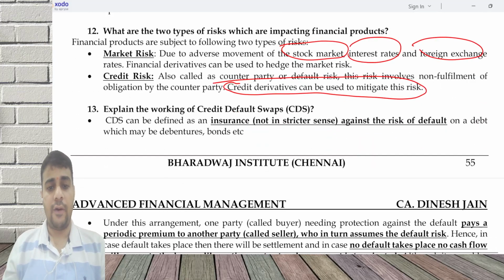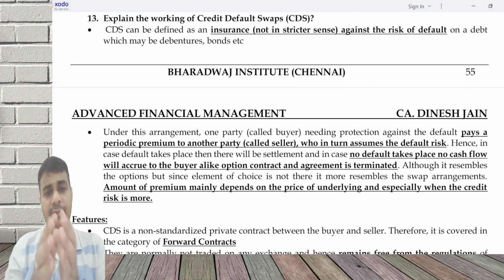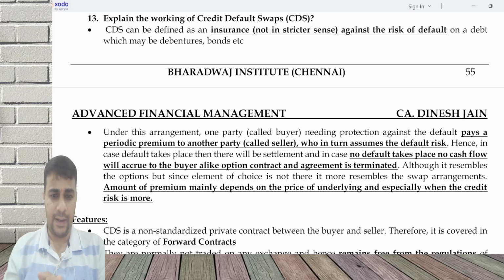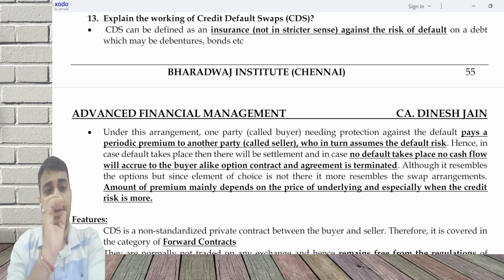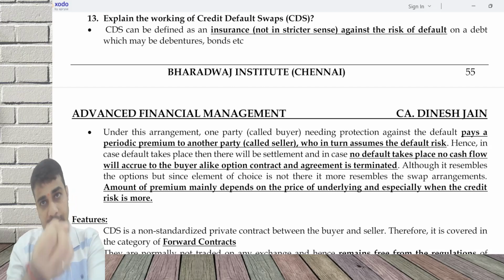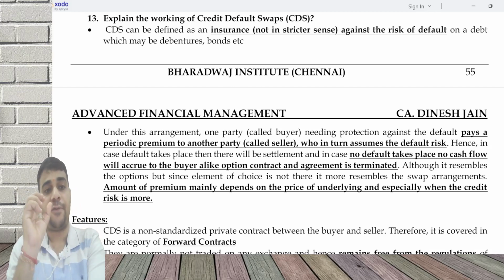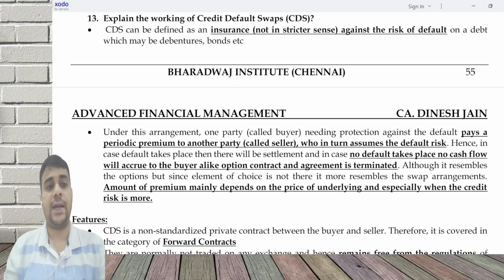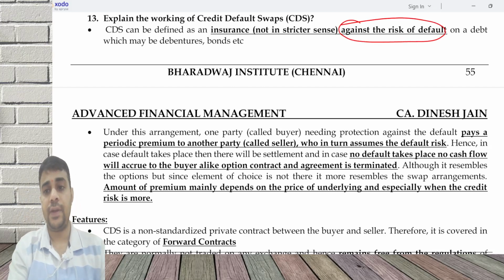Next, working of a CDS. CDS, I think we have already seen in the theory part. In case I need certain notes, I'll explain it. But what is CDS? CDS is basically like an insurance providing protection to a protection buyer by a protection seller. A protection buyer gets a protection from a protection seller against the default of a reference entity. Insurance against the risk of a default.